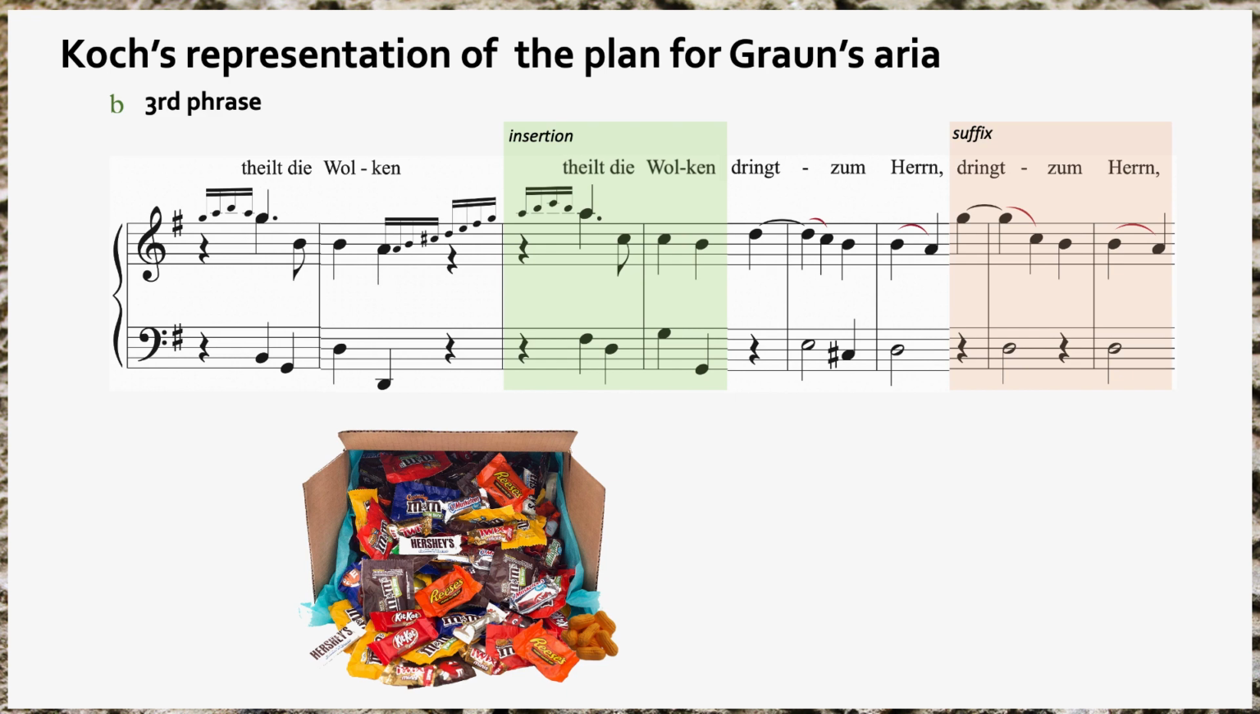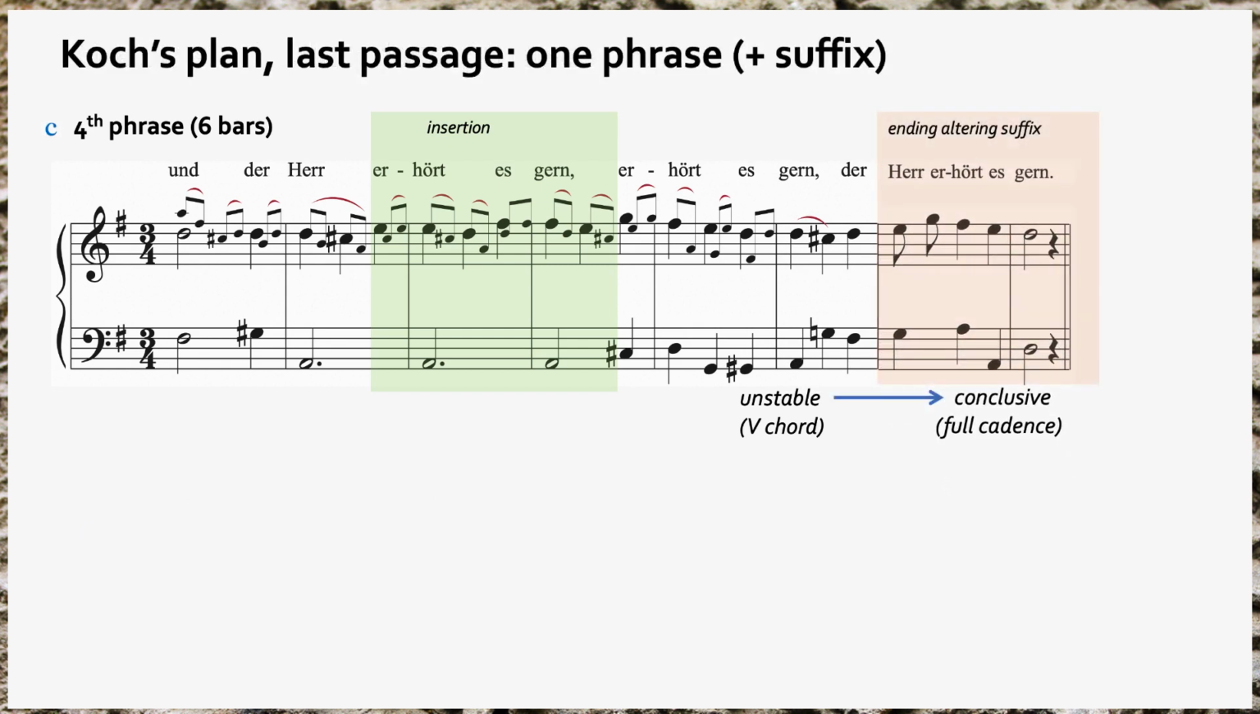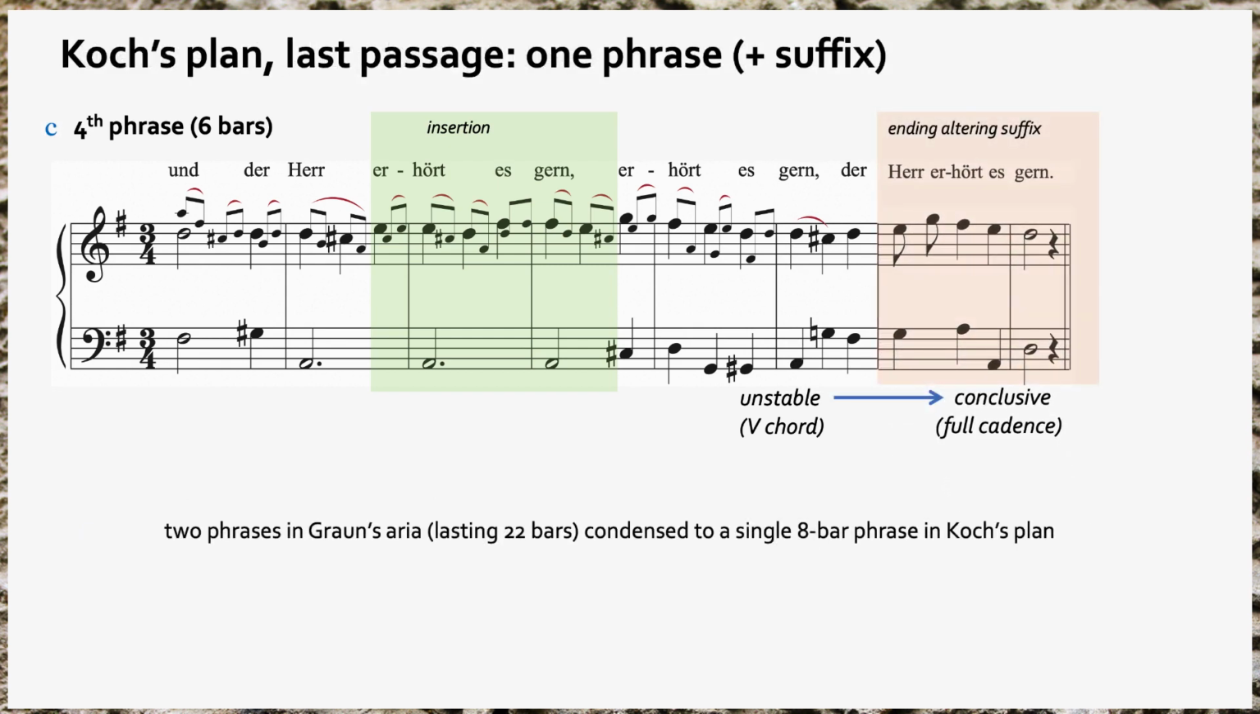It all seems important. Now, Koch did manage to trim things within his plan for this excerpt's last 2 phrases. In Graun's aria, these phrases are very similar to each other, except that the first one ends unstably, and the next conclusively. Curiously, Koch's plan depicts this passage not as 2 phrases, as it surely could have. Instead, Koch depicts this passage as just 1 phrase, with an ending-altering suffix. He evidently felt that these 2 similar phrases, with contrasting endings, could be fairly represented as a single phrase that ends in 2 different ways.